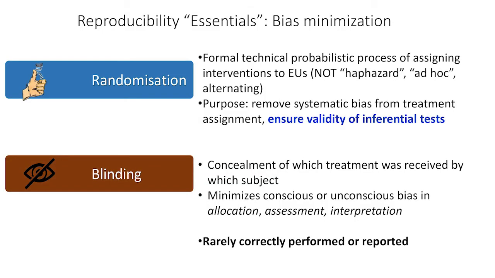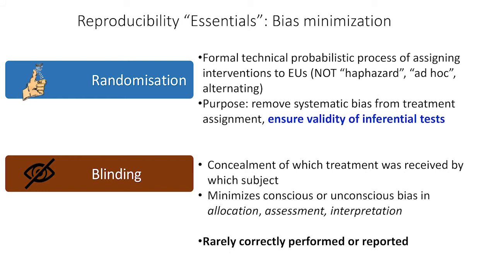Number 3 is bias minimization methods. Now, these are essentially logistic. Randomization, again, is commonly misunderstood by investigators. They think it means haphazard, ad hoc, unplanned, or alternating A versus B. But what it is, is a formal technical process which assigns interventions to the experimental units with a given probability. What you see in most textbooks is that the purpose is to remove systematic bias from your results, and it does that. But what people don't understand is most inferential tests are predicated on the assumption that randomization has occurred. If you analyze data which has not been randomized, inferential tests will probably not be valid.